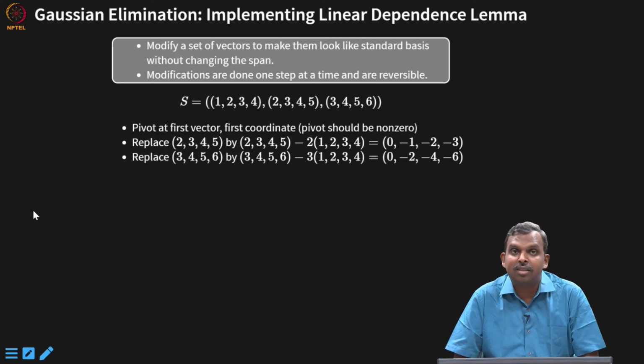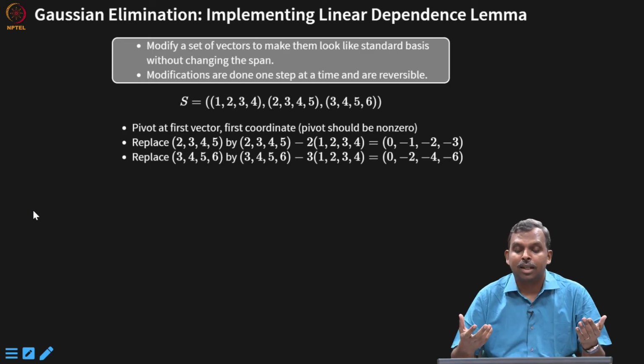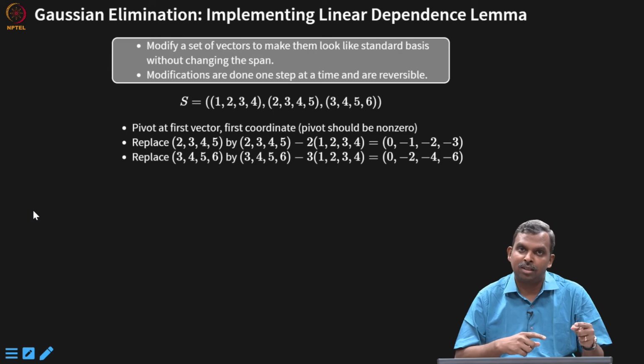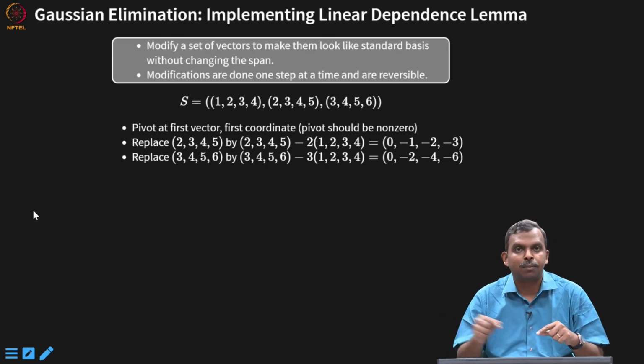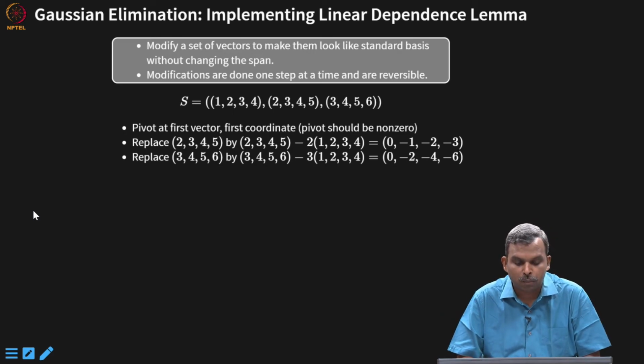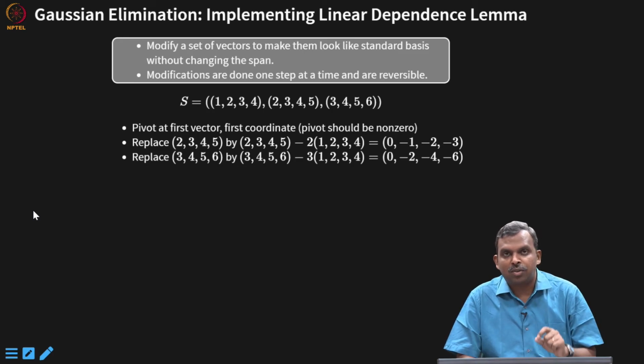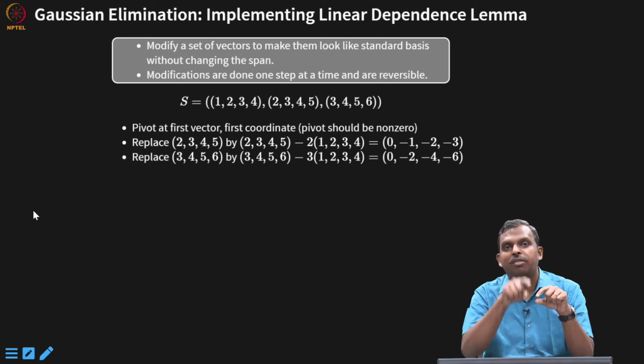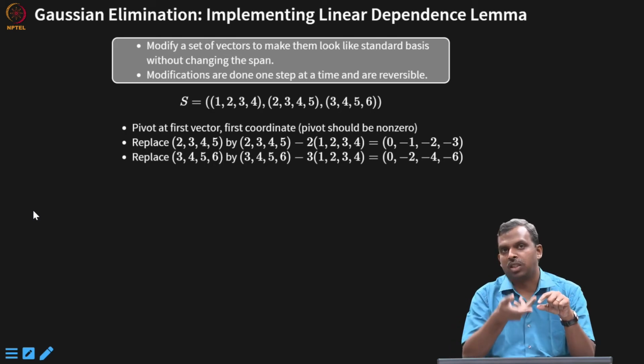So I'm given here 3 vectors, 1 2 3 4, 2 3 4 5, 3 4 5 6, okay, and you have to find out if they are linearly dependent. If they are linearly dependent, which one is dependent on the others, right. So you remember the linear dependence lemma, okay. So how do you execute that, okay. Gaussian elimination starts with this notion of a pivot, okay. A pivot is one coordinate and one vector which you are going to make non-zero, okay. Once you know it's non-zero, you can make that coordinate in all other vectors in your list 0, okay.